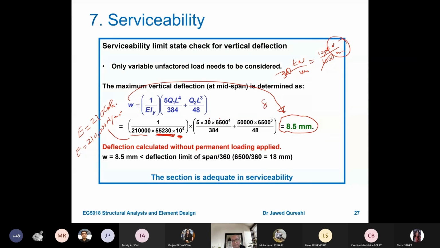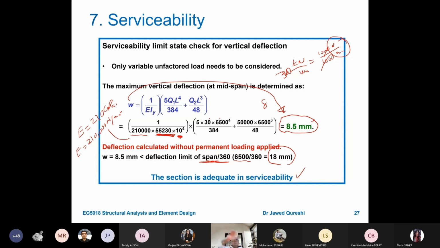Then you have to compare it with the limiting value. The limiting value is span over 360. Span is 6.5 meter divided by 360, it will give me 18 millimeter. Certainly this is less than 18 millimeter, which means that serviceability is fine.